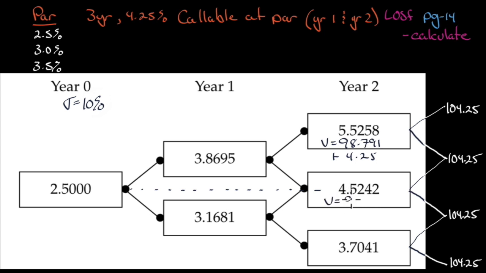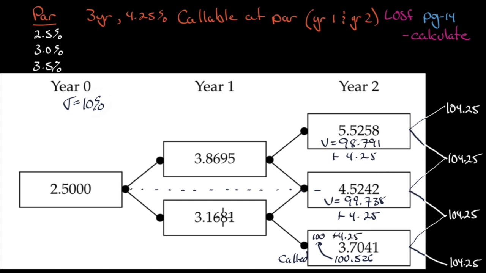And what do I get? I get 99.738. Will not be called, so I can go ahead and add my coupon on to discount that back. Here, it's going to be called because it's the 3.7's below the 4.25, and sure enough, I get a value of 100.526. So I know that this is called, so I don't want to bring that back. I only want to bring back 100, so I'll add my 4.25 on.